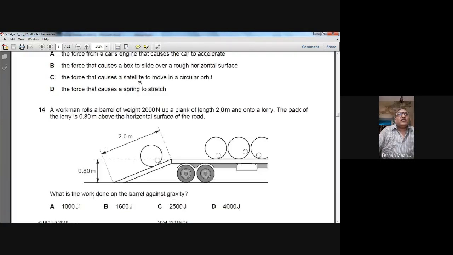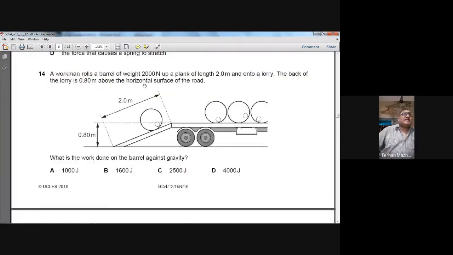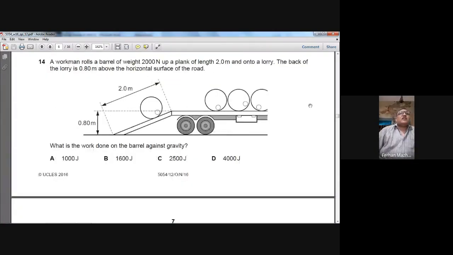On your screen, you can see question number 14. It says a workman rolls a barrel of weight 2000 Newton up a plank of length 2 meter and onto a lorry. The back of the lorry is 0.80 meter above the horizontal surface of the road. What is the work done on the barrel against gravity? You know, work done has many formulas. Work done can be force into distance. Work done can be change in the potential energy. Work done can be change in the kinetic energy.